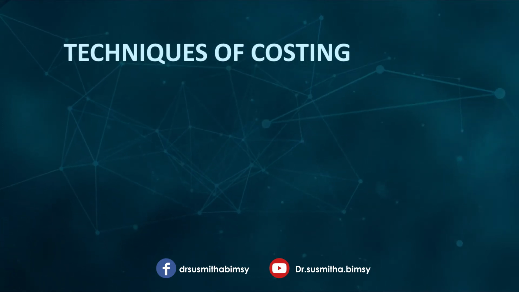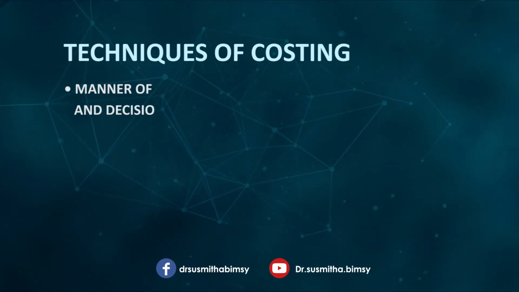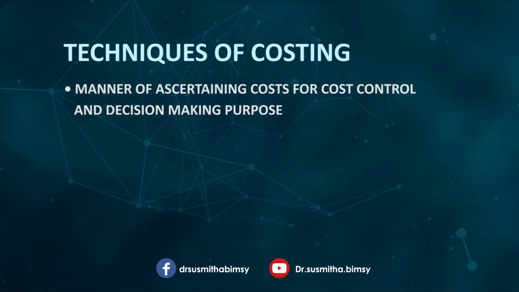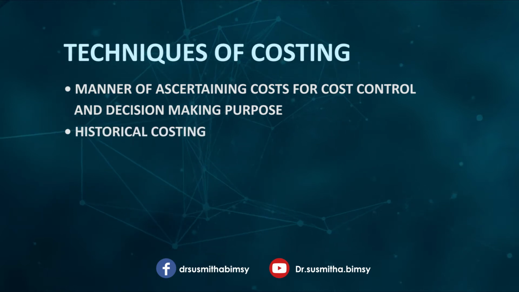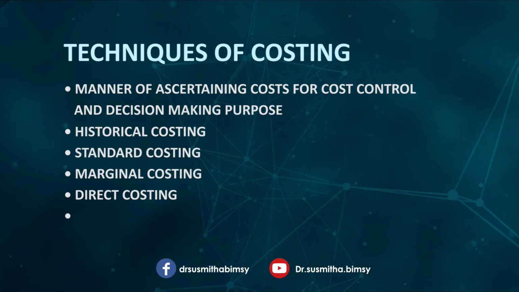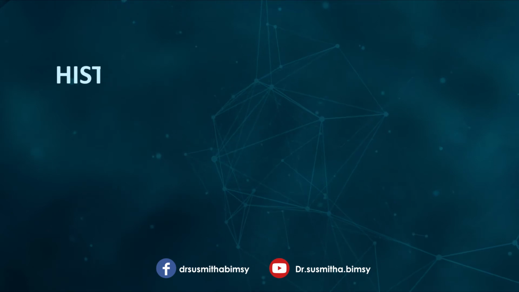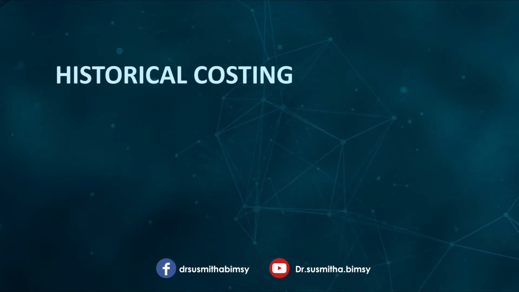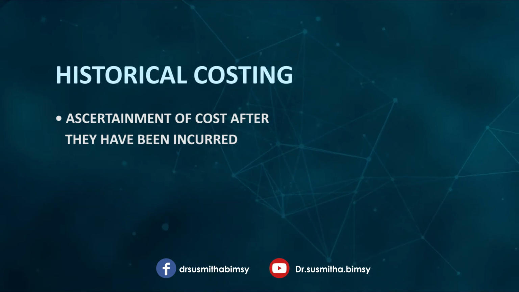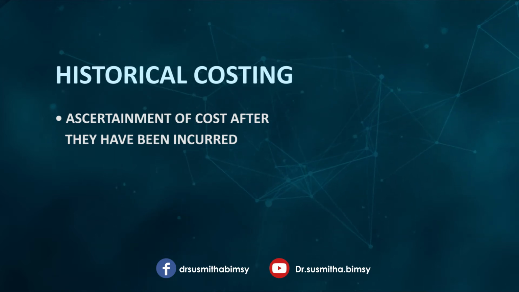At the same time, techniques of costing refer to the manner of ascertaining cost for cost control and decision making purposes. It involves historical costing, standard costing, marginal costing, direct costing, absorption costing and uniform costing. First one is historical costing. As the name indicates, it is the ascertainment of cost after they have been incurred. In other words, it is the determination of cost actually incurred on work done in the past.